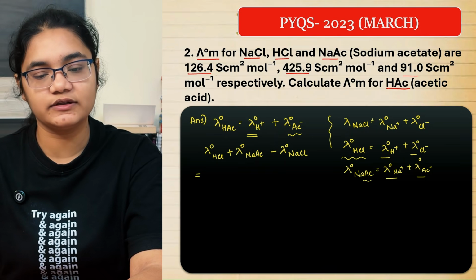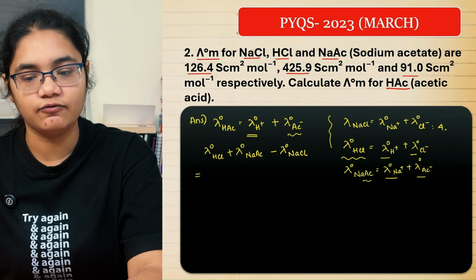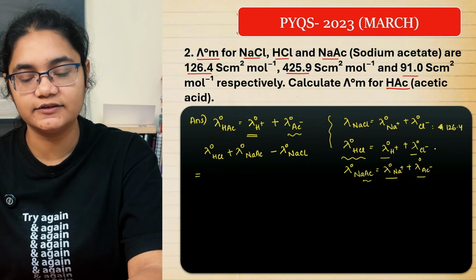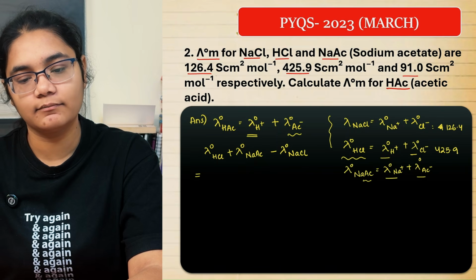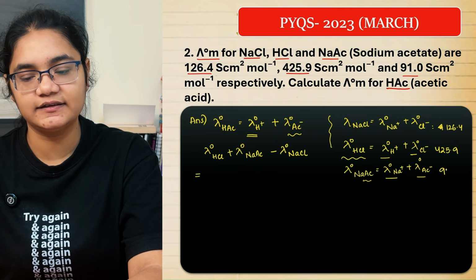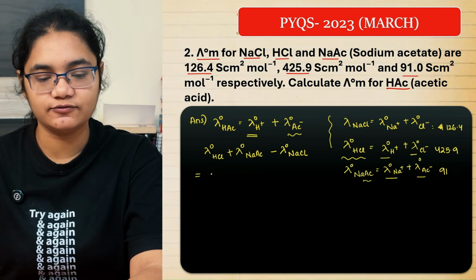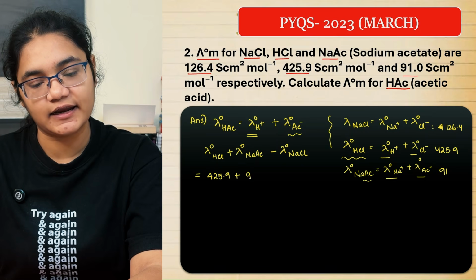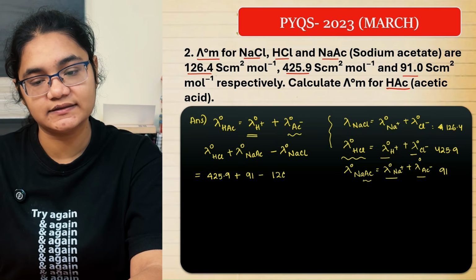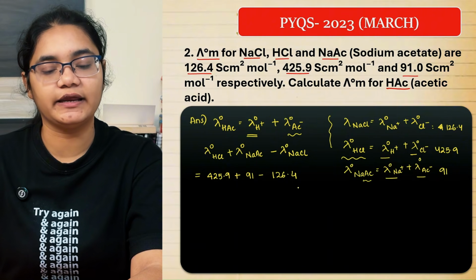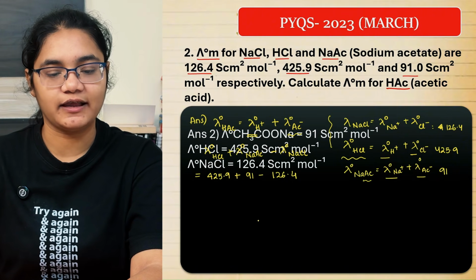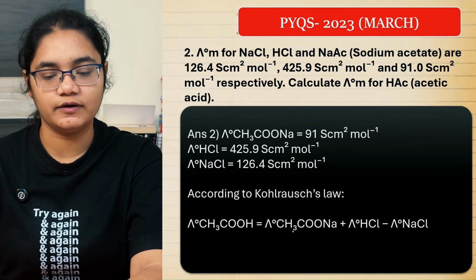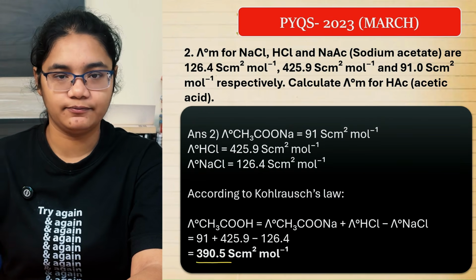Now if I put all these values, NaCl is 126.4, HCl is 425.9, and NaAc is 91. So it is 425.9 plus 91 minus 126.4. Now if I solve this, you will get 390.5 something. I'll just clear all this so you can see. So you will get around 390.5.